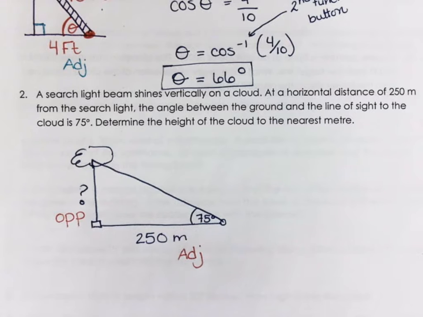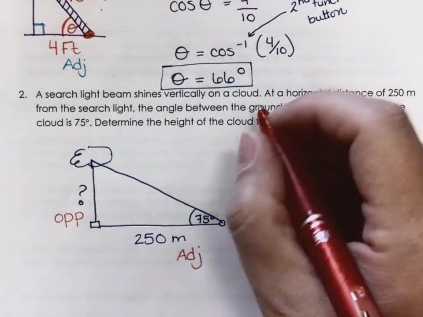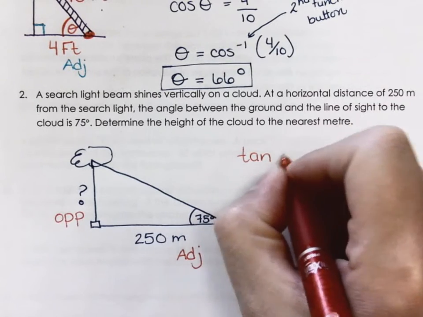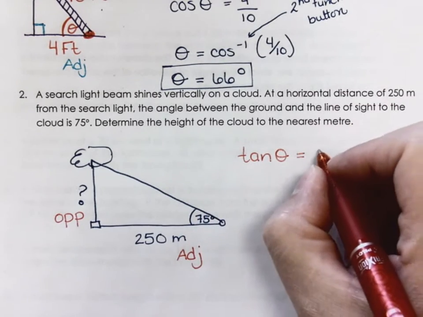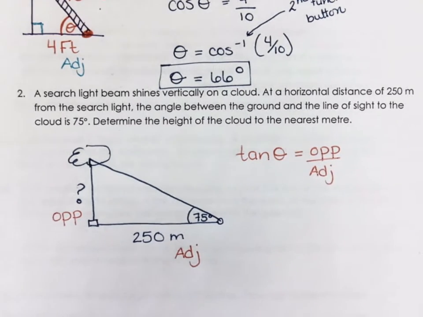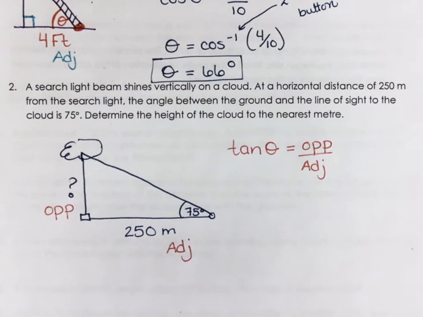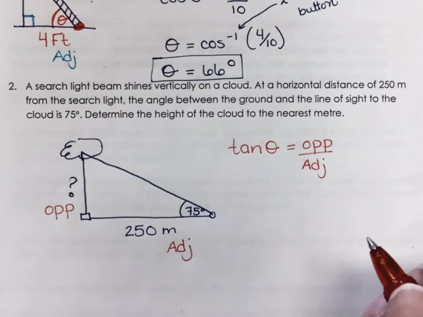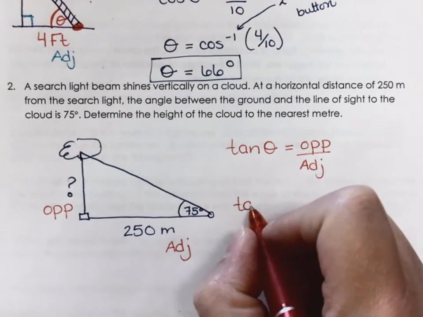So what trig formula am I using that has opposite and adjacent in it? Tangent. So tan theta is equal to opposite over adjacent. Is the red pen okay? Can you guys see that okay? Yeah. Okay. Cos is adjacent over hypotenuse. You're missing sine. Sine is opposite over hypotenuse. Okay, so I'm going to fill in the information that I know.